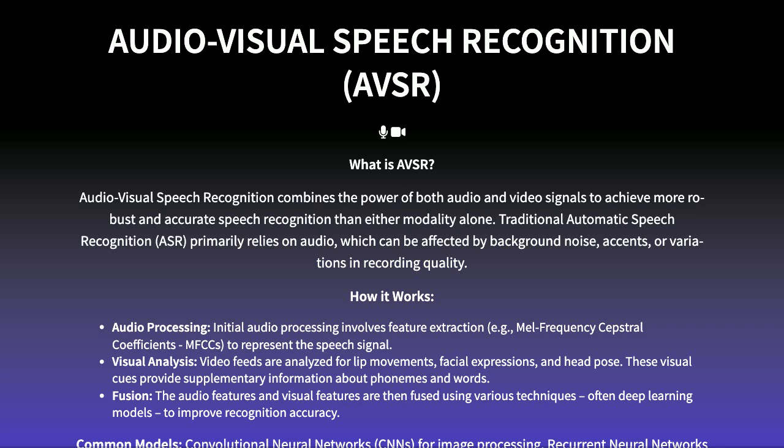They can now look at what people are doing with their mouths while listening to their voices. Traditional speech recognition just listens to the sound itself, but that can be tricky because noise and accents can throw things off. AVSR combines audio data, like MFCCs representing the sound waves, with visual information from video feeds analyzing lip movements and facial expressions. Then, clever models, often using CNN for visuals and RNN or transformers for speech, fuse these two streams of data to create a much more accurate picture of what's being said. It's all about combining strengths.